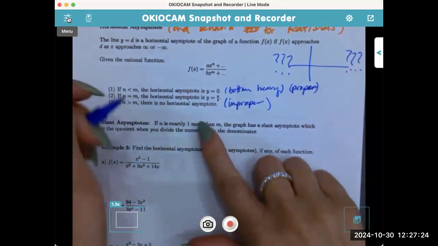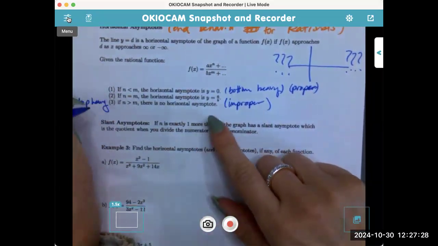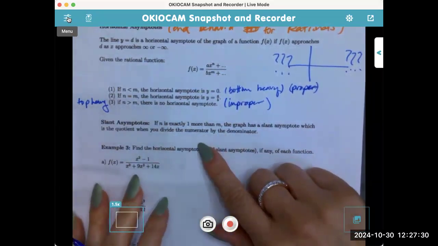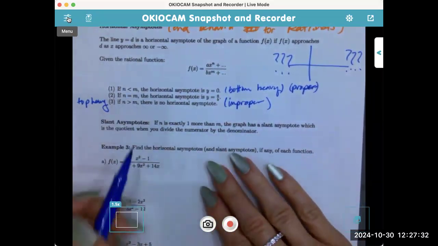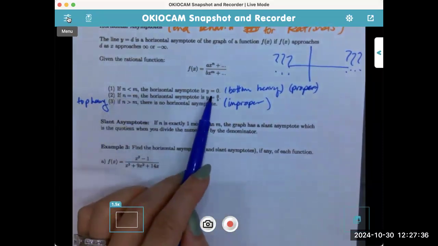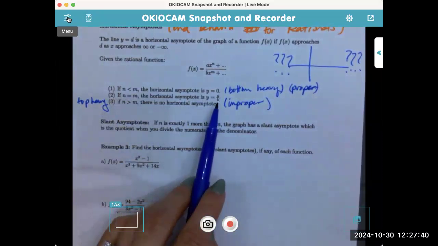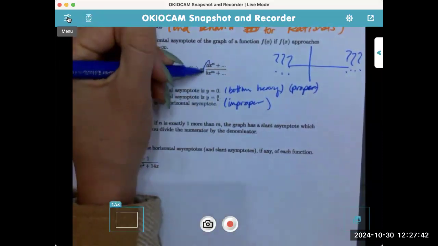All right, here they're equal. This is what I call top heavy. Here are different examples. Let me talk about the definition. If I'm bottom heavy, then the asymptote is y equals 0. If they're equal, then it's just the ratio of the leading coefficients.